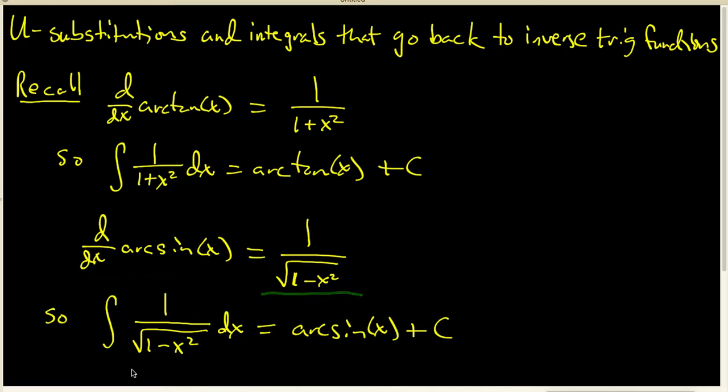So the corresponding antiderivative formula is that the indefinite integral of 1 over the square root of 1 minus x squared will be the arcsine of x plus any constant that you want to add. What I want to look at now are how u-substitutions get involved in integrals that are going to go back to either the arctangent or the arcsine. So let's look at our first example.